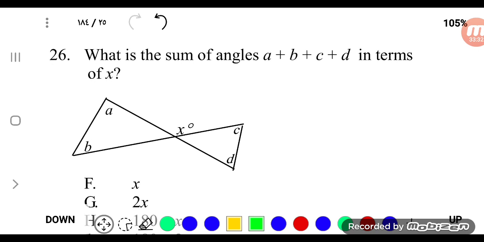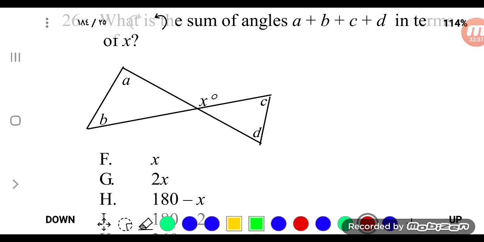Next question, what is the sum of angles in terms of x? Okay, so here we have this angle is 180 minus x. And this angle is also the same thing, 180 minus x, because these are a linear pair with x. Now, the sum of angles in a triangle is 180. So the sum of all angles in the first triangle is 180 and in the second triangle is 180. So the sum of all angles in both triangles is 360.